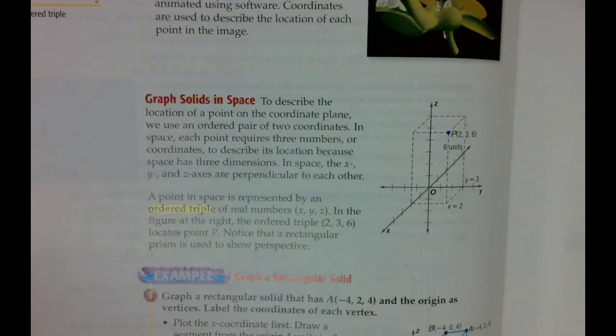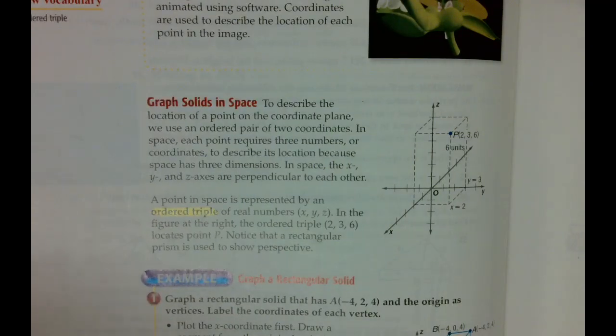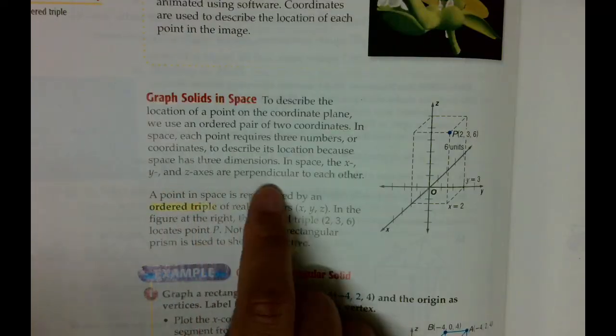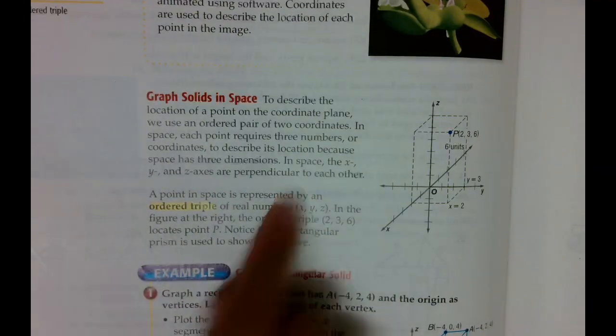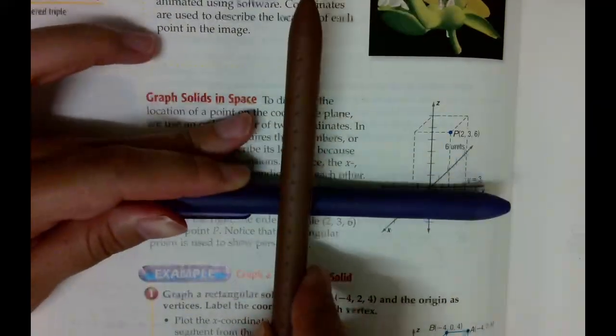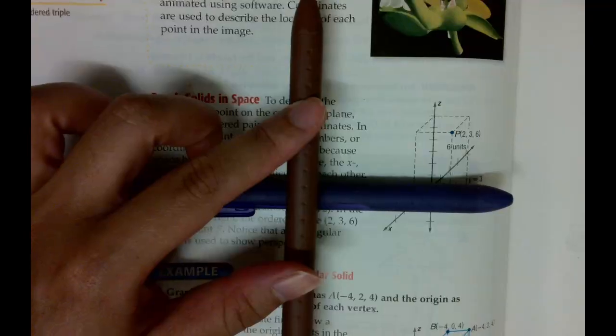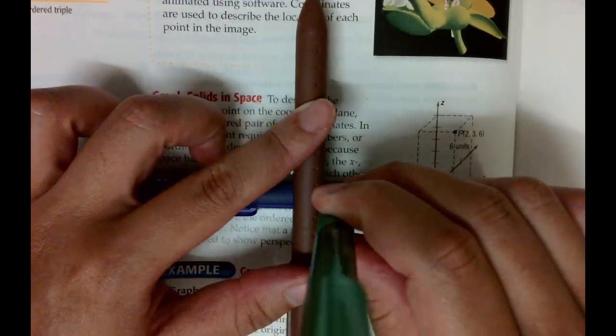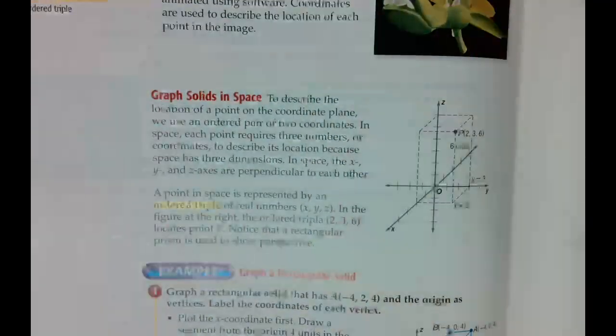So to describe the location of a point on the coordinate plane, we use an ordered pair, right, of two coordinates. In space, however, because space is 3D, each point requires three numbers or coordinates to describe its location because, like I said earlier, space has three dimensions. In space, the x, y, and z axes are all perpendicular to each other. So it's a little bit hard to see on this 3D thing, but essentially it looks like this. Here's our x and y, and then z basically sticks up like this. And so we're basically graphing in this three-dimensional space on this two-dimensional paper.